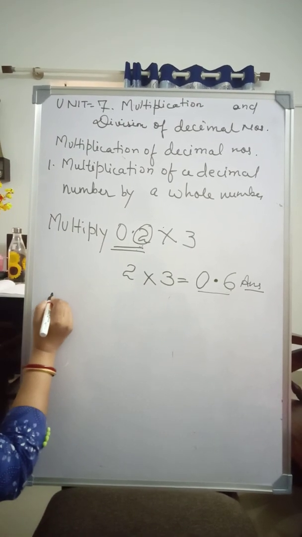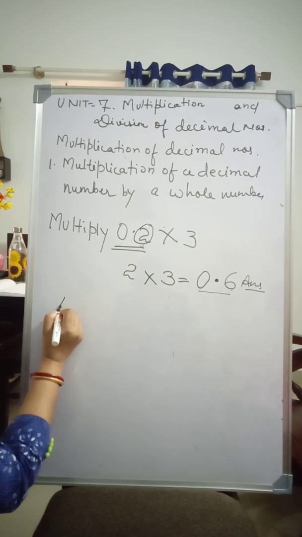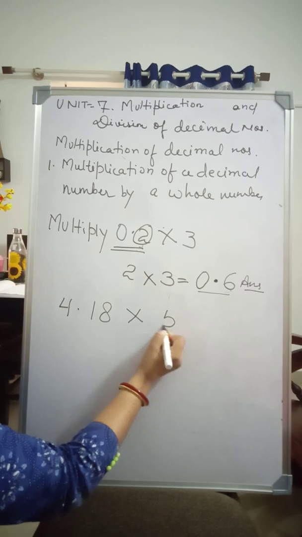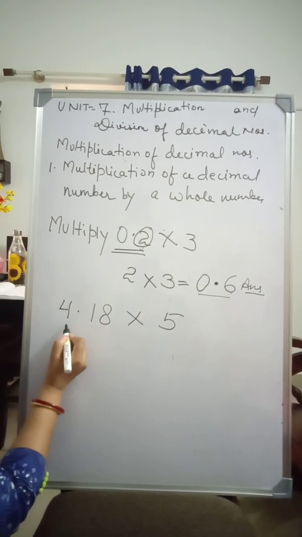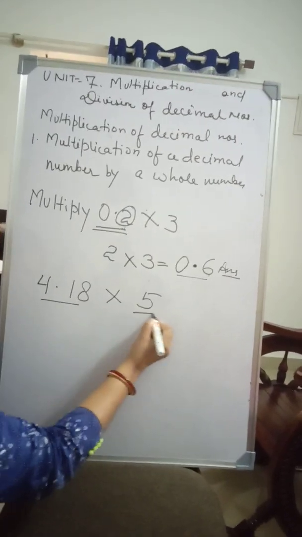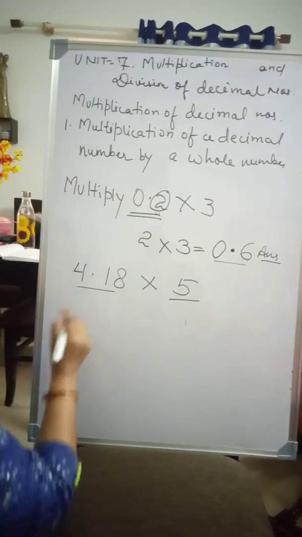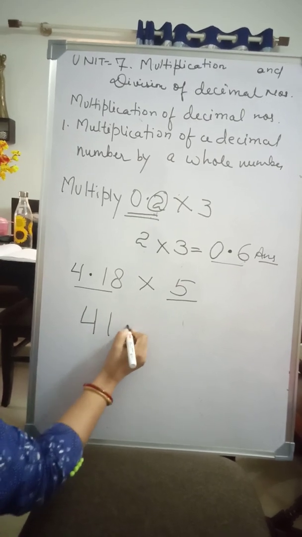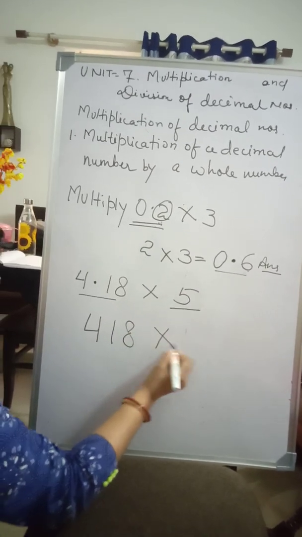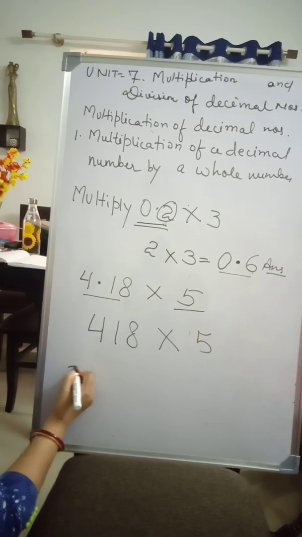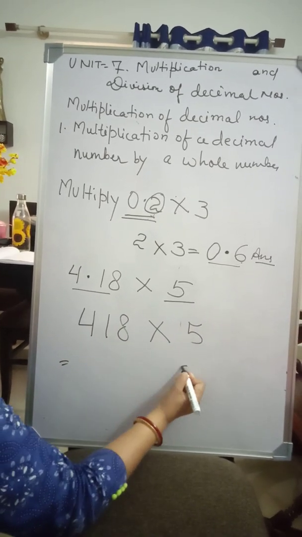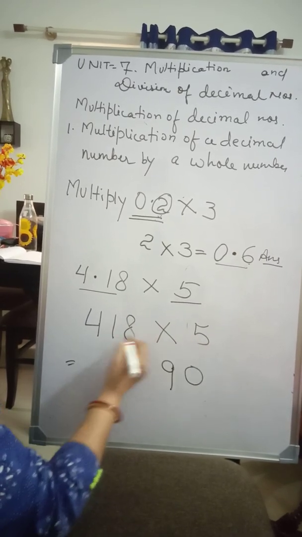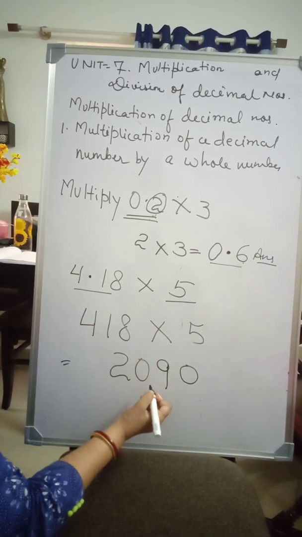Now let us take another example. In the same way we multiply 4.18 by 5. Here 4.18 is a decimal number and 5 is a whole number. Just forget about this decimal. Just write down the number 418 multiplied by 5. Just do the multiplication. 5 8s are 40, 0, carry 4. 5 1s are 5 plus 4, 9. 5 4s are 20. So this is the product.